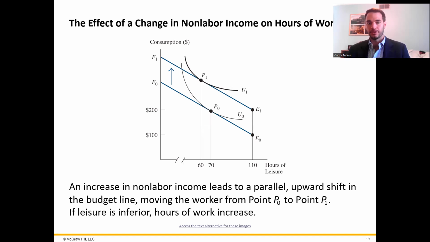It's going to be left of P0. So they're going to have fewer hours of leisure. In this case, 60 hours. They're going to end up working more so that they can consume more. So in this example, their consumption is even higher than consumption was on the previous slide.